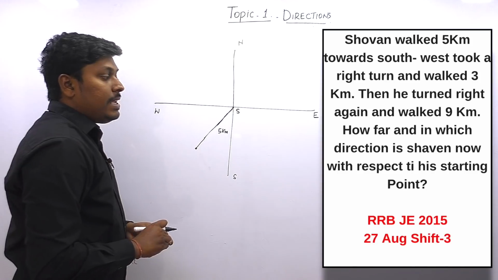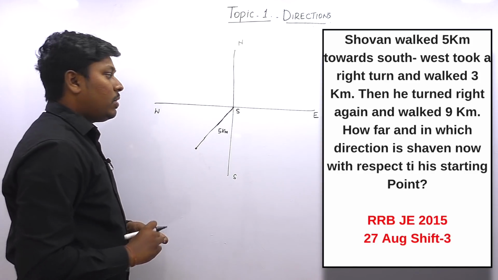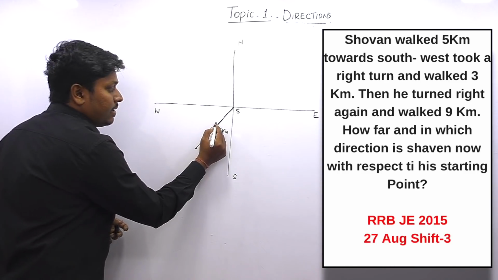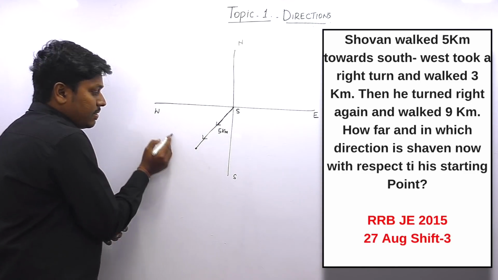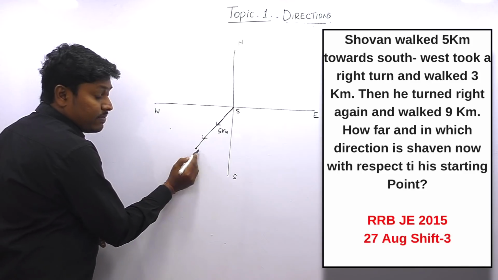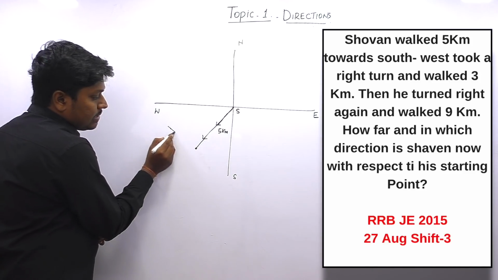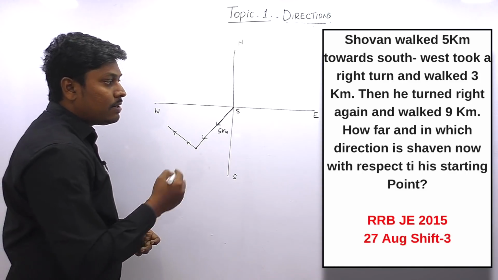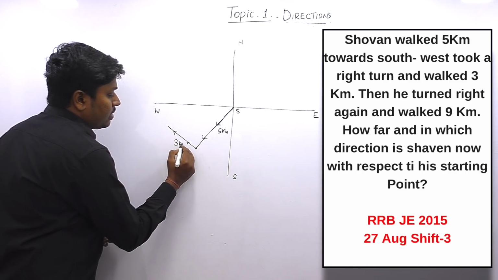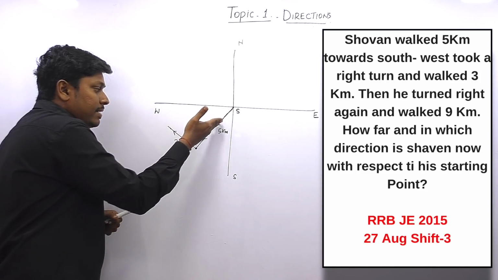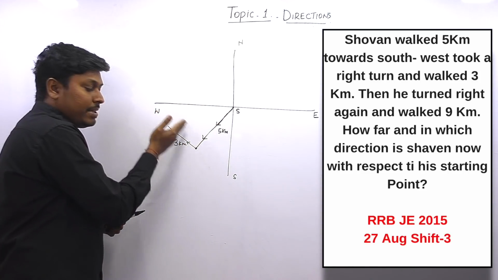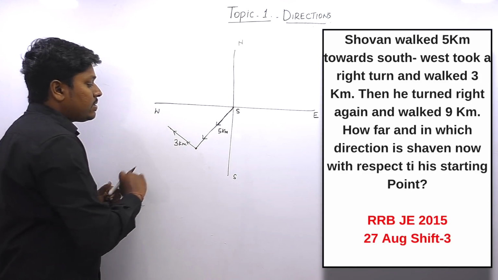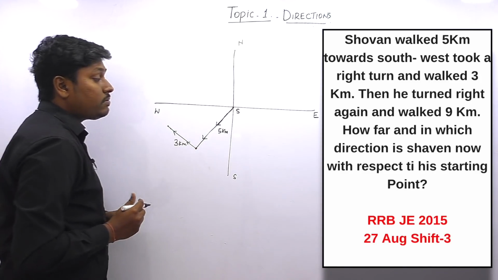Second, he took a right turn and walked 3 kilometers. So remember that from this point he is taking a right turn. If he is walking in this direction, the right hand side will be this side and the left hand side will be this side. So now he is taking a right turn from this point. Now how many kilometers did he cover? He covered 3 kilometers. So friends, got it? He is exactly turning to the right hand side and walking 3 kilometers.